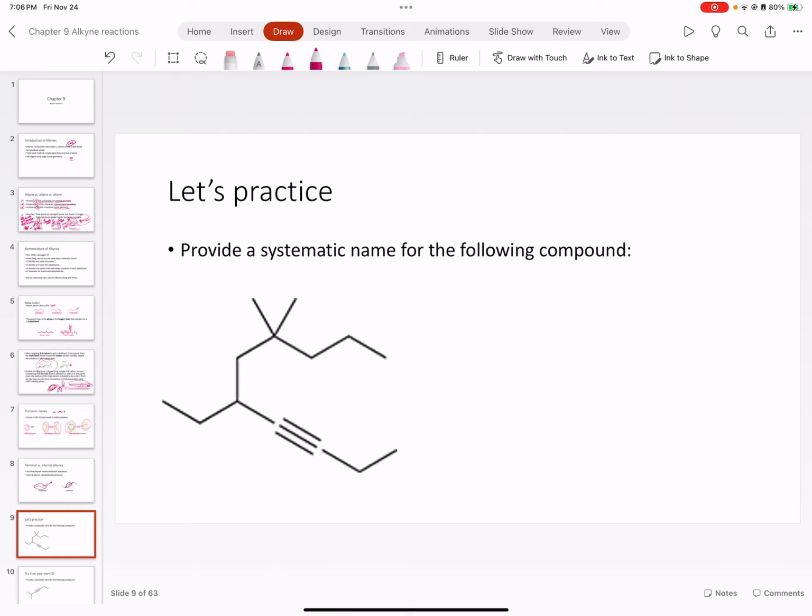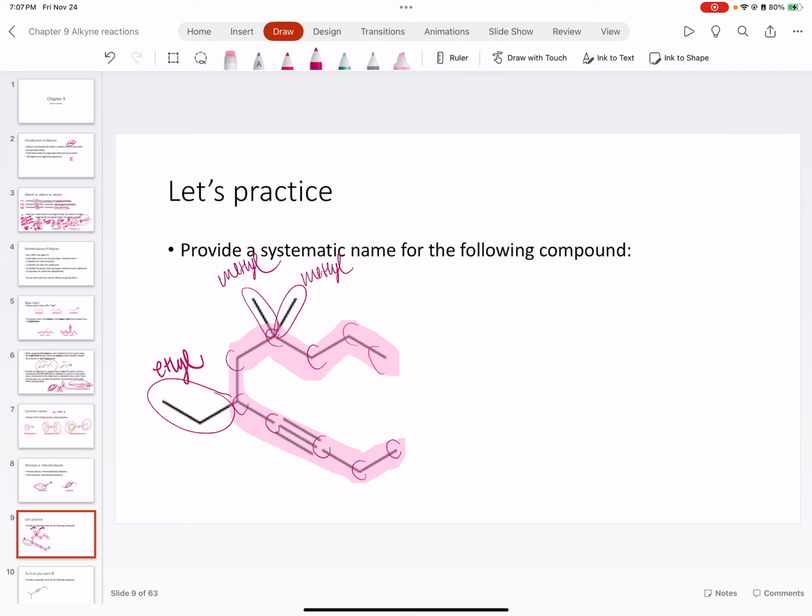Okay, so we just have to find the longest chain. And remember, it has to be the longest chain that includes that triple bond. So let's see, 1, 2, 3, 4, 5, 6, 7, 8, 9, 10. Okay, perfect. I feel like that one should be our longest chain that includes that triple bond at least. So in here I have a methyl, in here I have a methyl, and I have an ethyl.